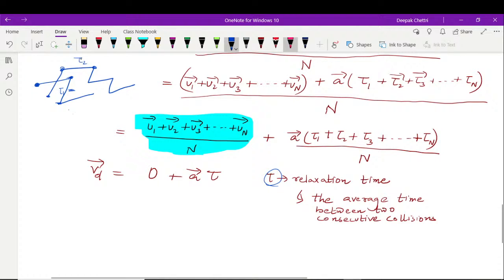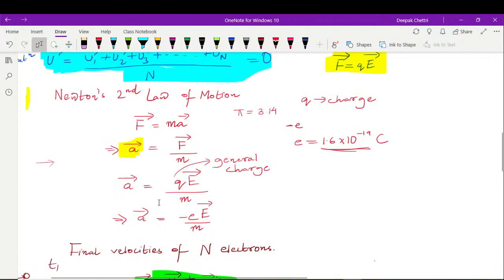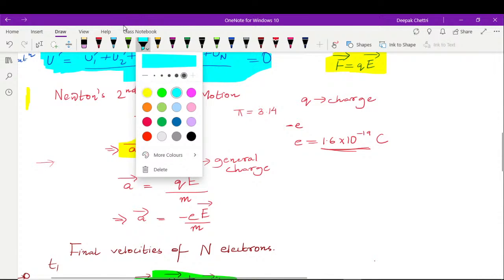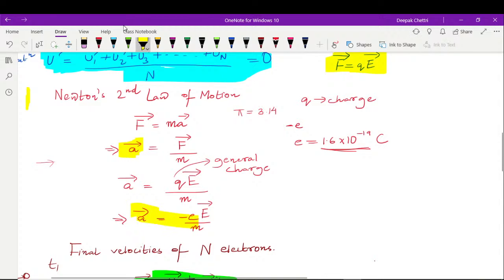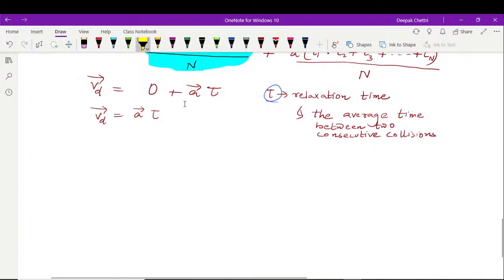Now the expression that we get is Vd will be, if I forget the 0, a tau. We have also derived an expression for a here. This is the expression for a. Now we will put it here, and now your Vd will be equal to minus E, capital E vector, by m, tau.